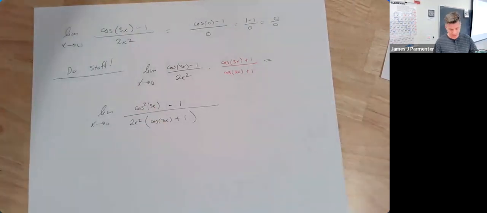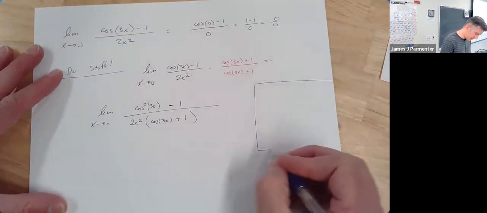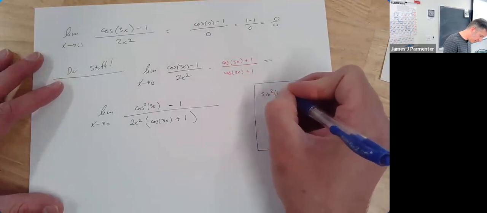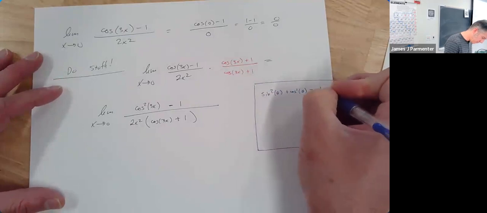Now, here's what makes this one a little extra tricky. There's a trig identity up there, but it's a little dicey. So here's what I'd recommend. If you're not sure about the trig identity, write this down. I know sine squared of whatever angle I'm dealing with plus cosine squared of whatever angle I'm dealing with is equal to 1.